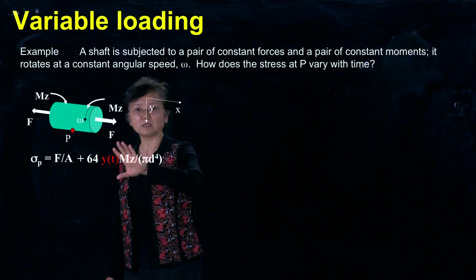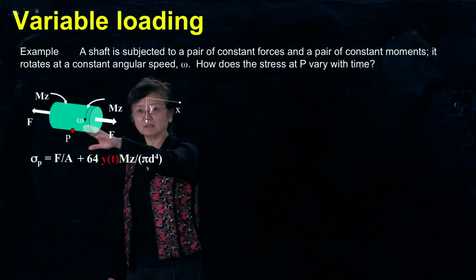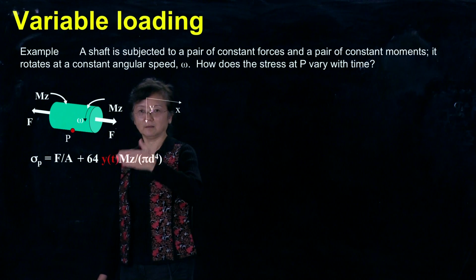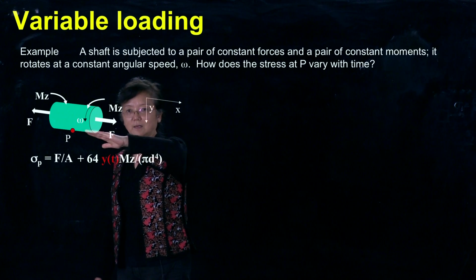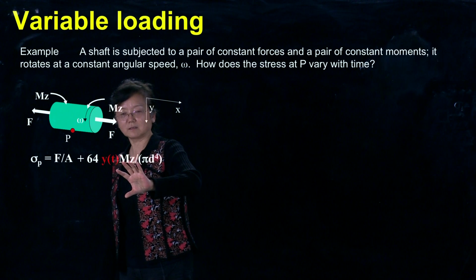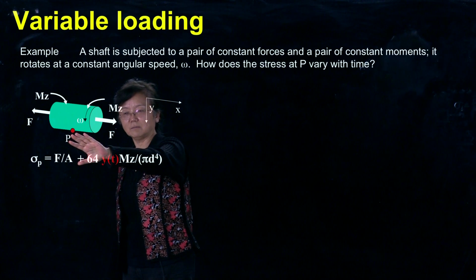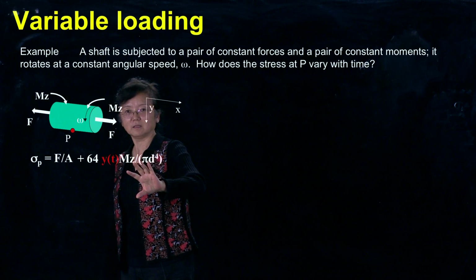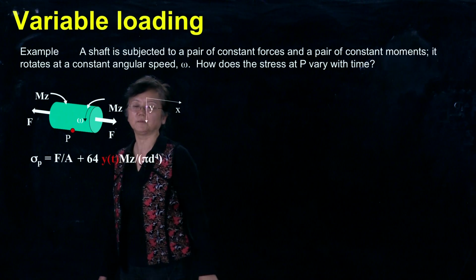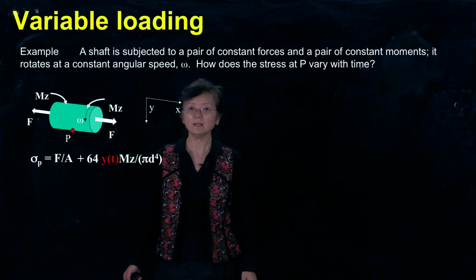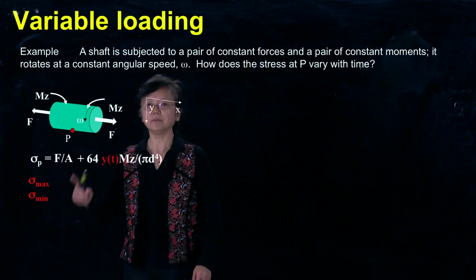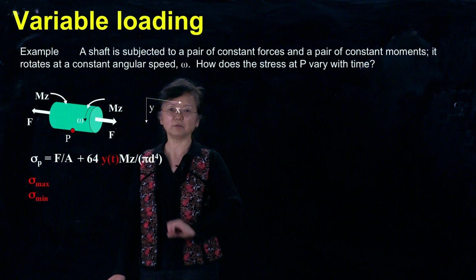And this bending stress is a function of y, and y is the location of P, and y is a function of time. At the current moment, this bending stress is maximum tension. But when it turns to the top, this becomes maximum compression, which is the negative side. So we can define the maximum and minimum of this stress variation.